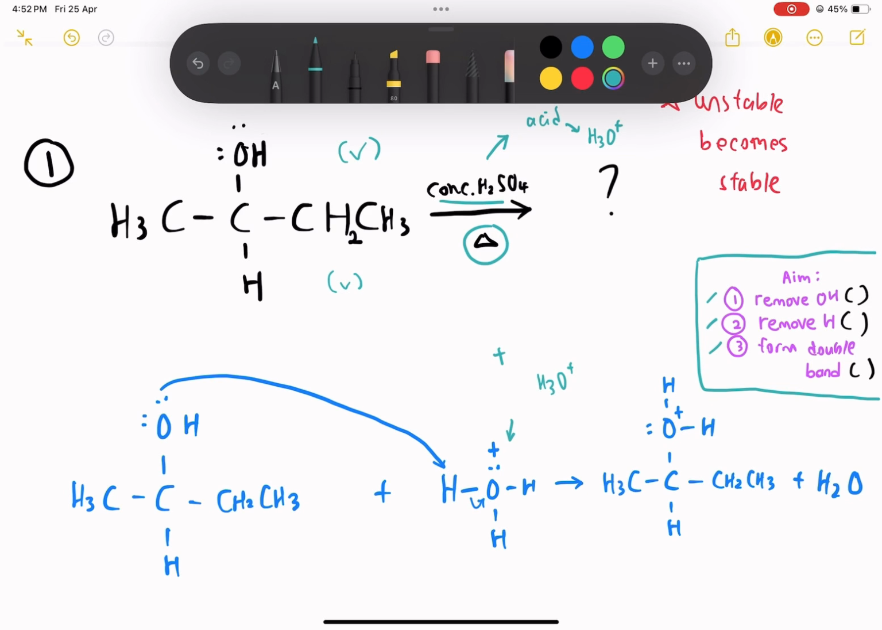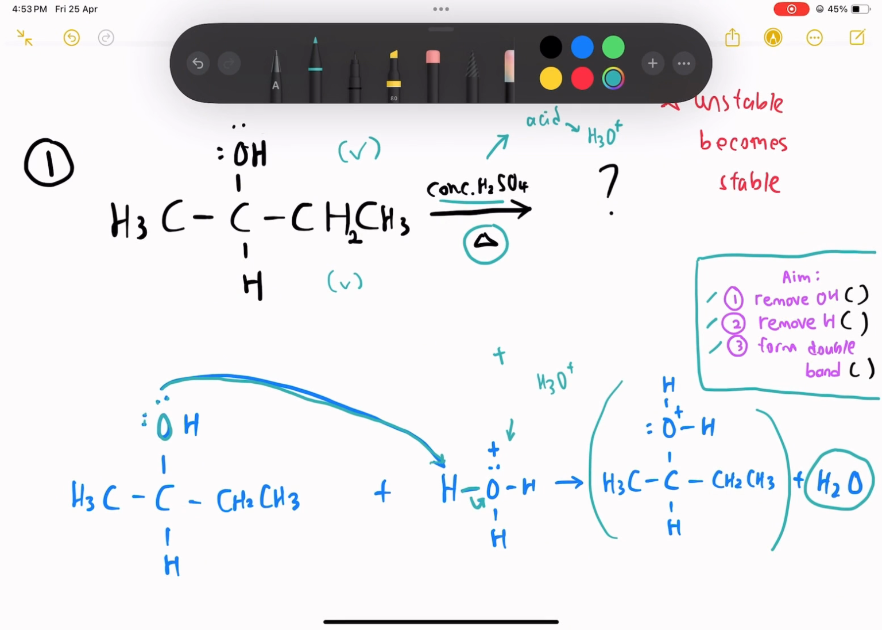To make it become stable, we want to get back what we had before, which is H2O. So in the first step, for H3O+, the bond between O and H will break and the electron will go to O in order to form back H2O. The remaining H will be taken by this O, which is highly electronegative. So it will become this structure.